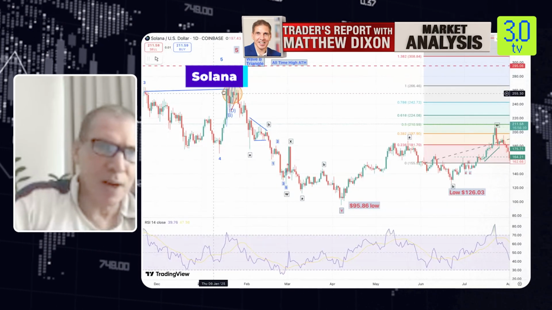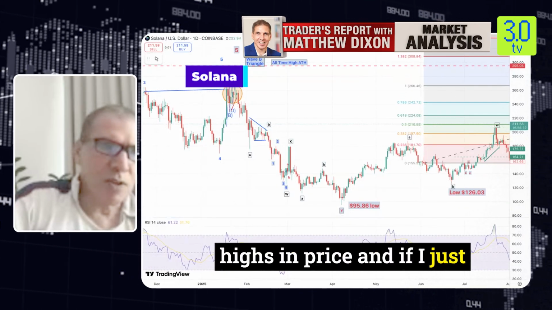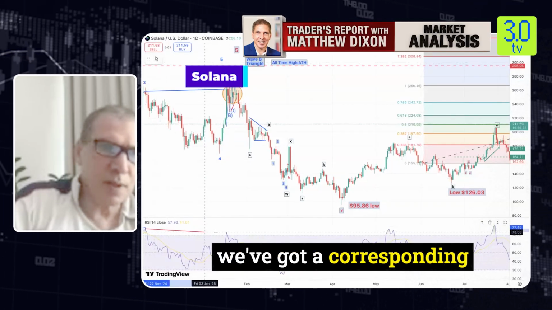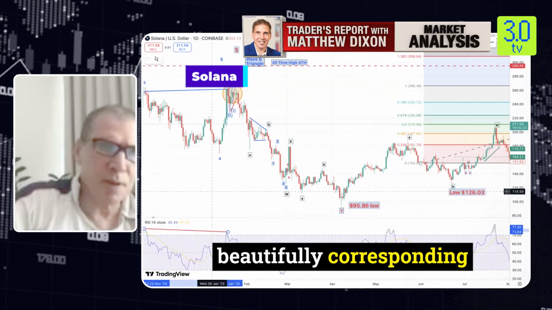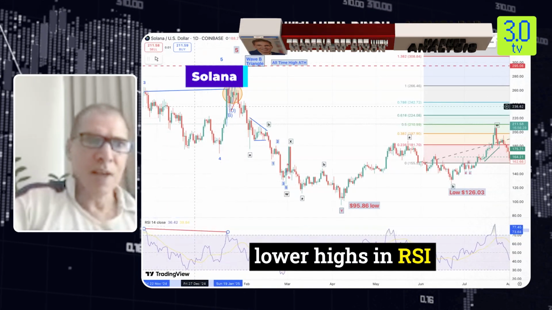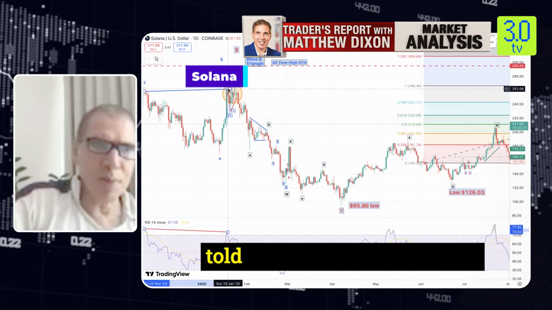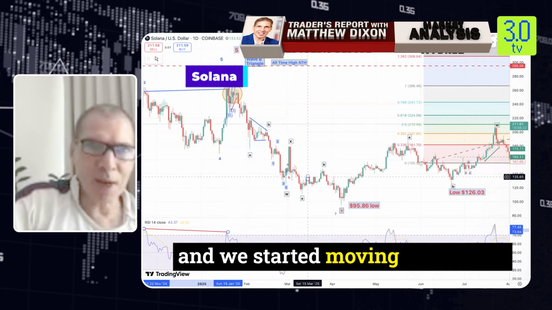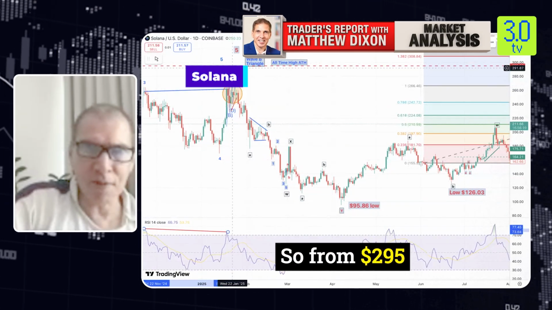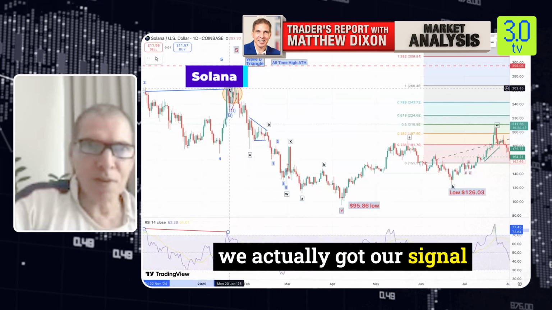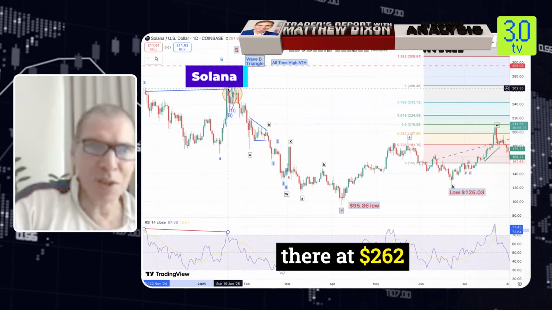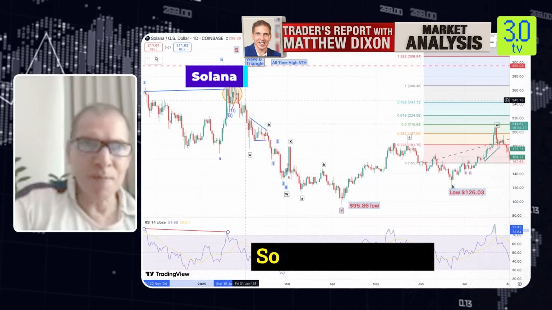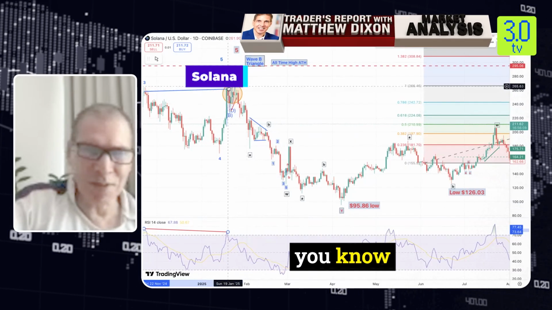Just interestingly, while we're here, by the way, you can see we have bearish divergence. So we have basically higher highs in price, and if I just draw a trend line there, we've got beautifully corresponding lower highs in RSI. That tells me there's bearish divergence. It told me we're going to get a downturn. It happened right on cue, really, and we started moving downward a lot in price. So from $295, we actually got our signal there at $262, and price fell all the way down to $95. So massive signal, really, really important.